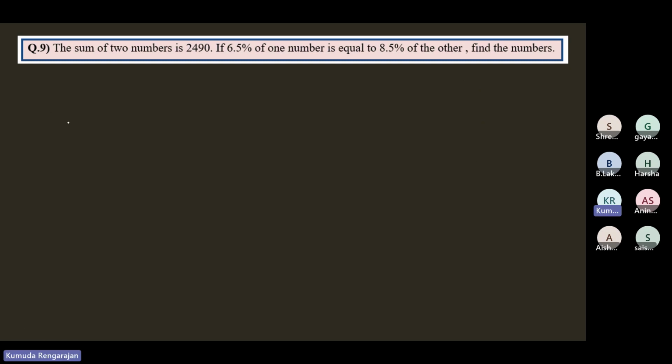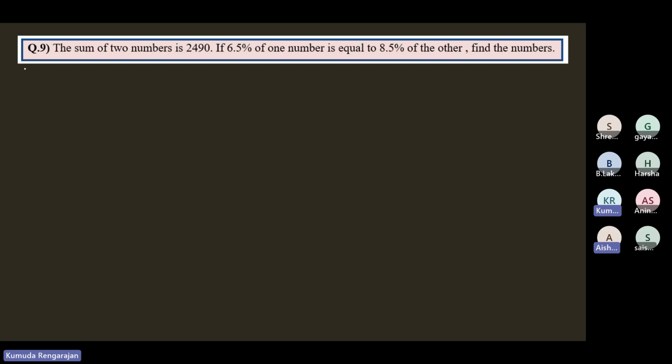So now I'm open to listen to the assumptions. What are the two numbers? How have you assumed the two numbers? That's what I want first. Yes, ma'am, this is Aishwarya. Yeah. I have done it like, let one number be x. The sum of the two numbers is 2490. So x plus other number is equal to 2490. Other number is equal to 2490 minus x.